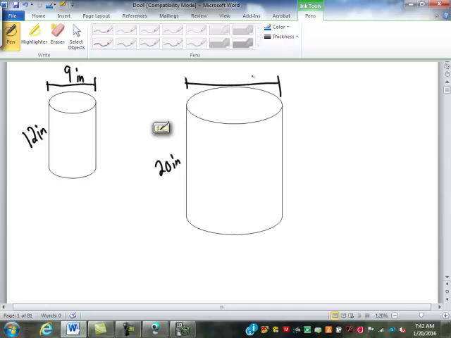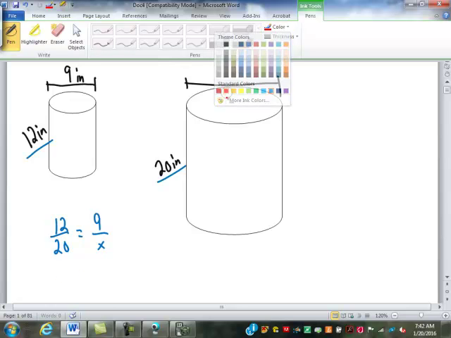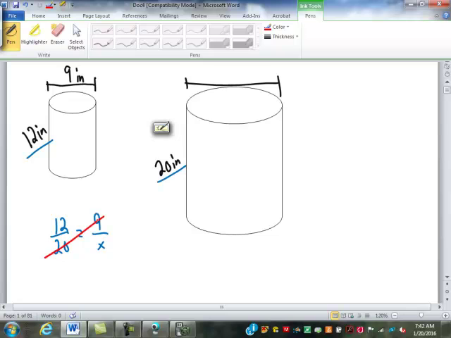Well, these are just lengths. So our ratio of lengths, 12 to 20, is what? 12 over 20. It would be 9 over x. Cross multiply and divide, you get 15. So this diameter has to be 15 inches. Those units stay the same. Just like our similar two-dimensional figures that we talked about yesterday.